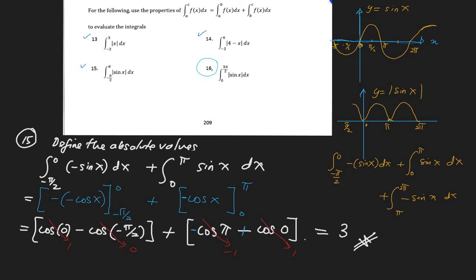Let me write the answer. You can compare to my answer. So for number 16, you need to have 0 until 3 on 2 pi. So for this part, pi to 3 on 2 pi, you need to flip. Alright, so inshallah, if my calculation is correct, the answer should be 3.